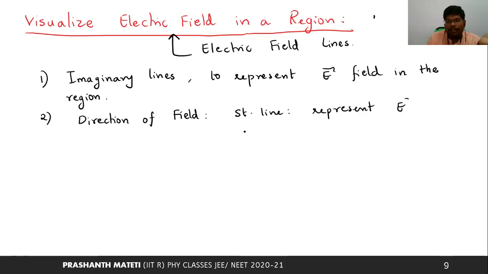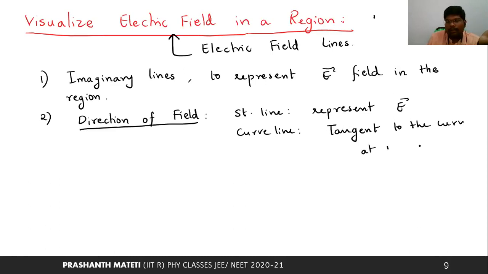But if it is a curved line, what do you have to do? For that curve, you draw the tangent. The tangent to the curve at a point represents the direction of the field at that point.